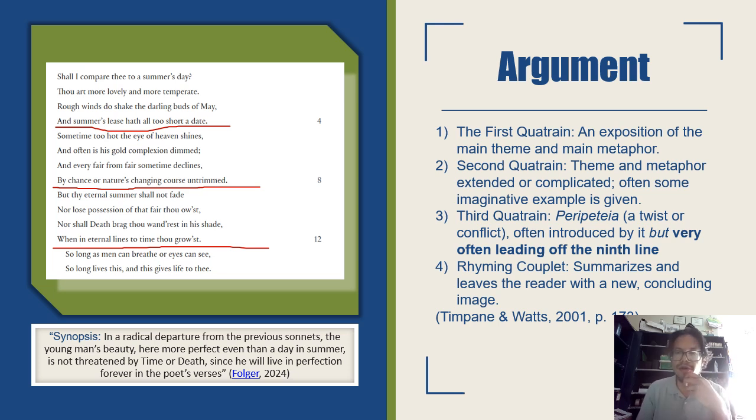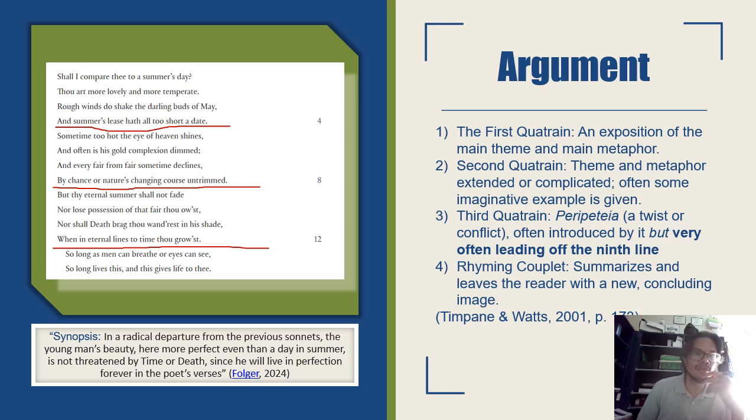You're going to do this tomorrow. So the first quatrain is an exposition of the main theme or main metaphor. So exposition means it's introducing something, it's showing something off. So the main idea of the poem and what the metaphor is going to be that runs through the poem. So that metaphor, that metaphysical conceit, is going to somehow be incorporated and woven, embedded throughout the whole poem.